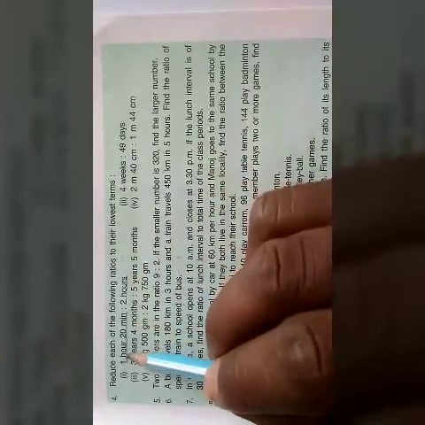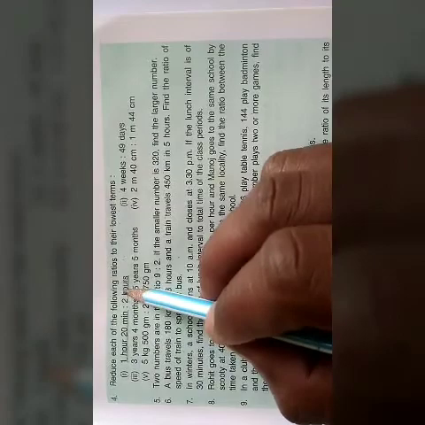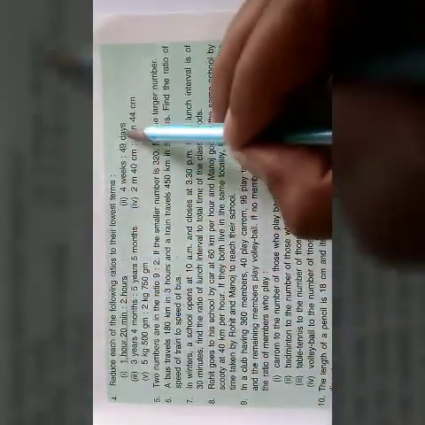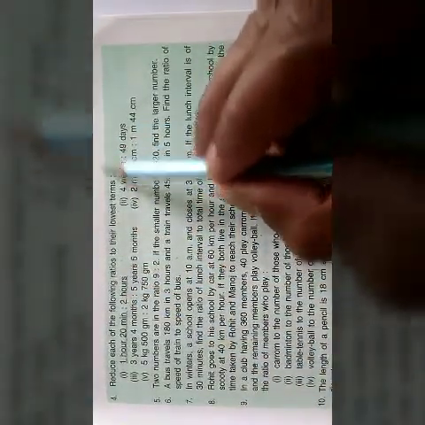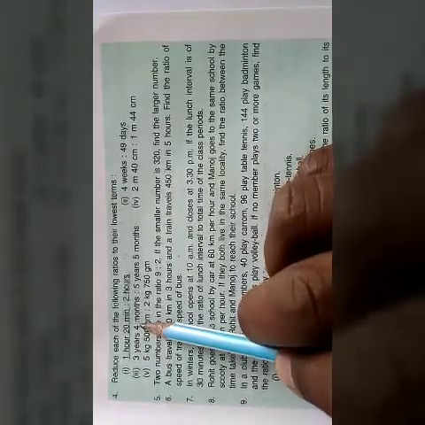First of all, we convert minutes into hours, or hours into minutes, meaning the unit must be the same. With weeks and days, weeks will be converted into days, or days will be converted into weeks. So first of all, make the same unit, then convert into the lowest term. Points 3 and 5 I will solve here. The remaining part you will solve by yourself. Very simple points are there, you can easily solve them.